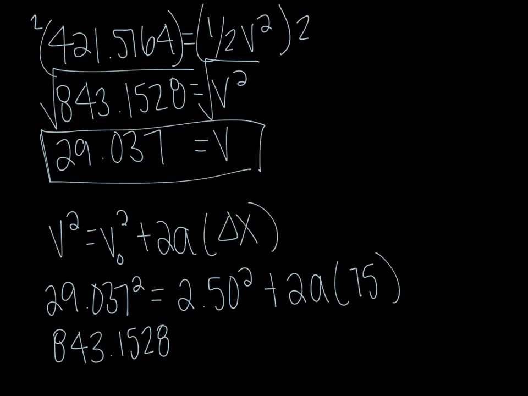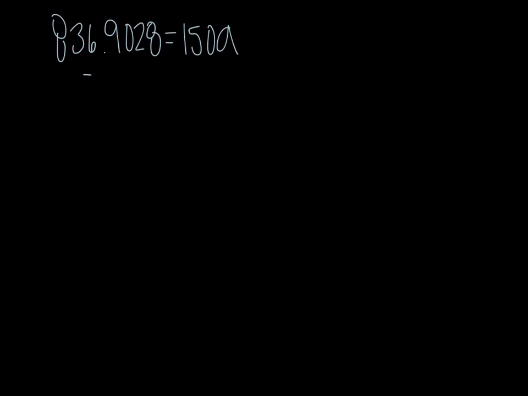Once you simplify that, mine comes out to 843.1528 equals 6.25 plus 150a. After you get that, you subtract the 6.25 from both sides, so that's 836.9028 equals 150a. Then divide by 150 on both sides to isolate a, so a is going to equal 5.579. But you're not done.